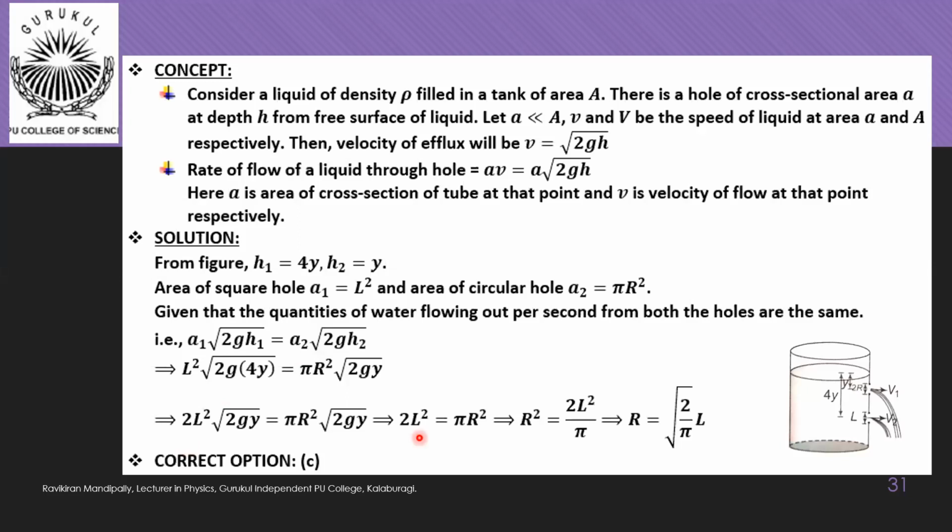Root 2gy and root 2gy cancel. That gives us 2L square is equal to pi R square, or R square is equal to 2L square by pi. So we get R is equal to root of 2 by pi into capital L. So the correct option would be option C.